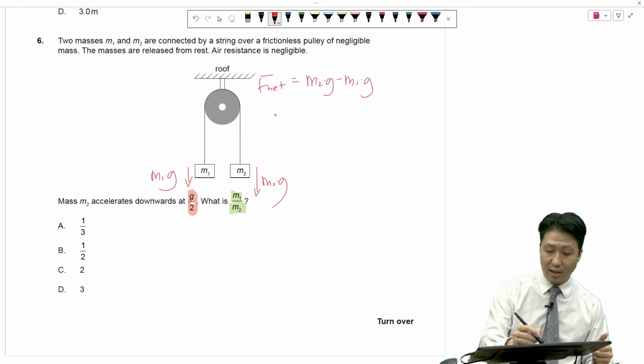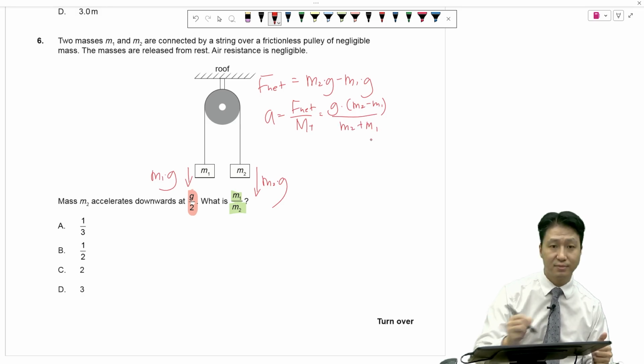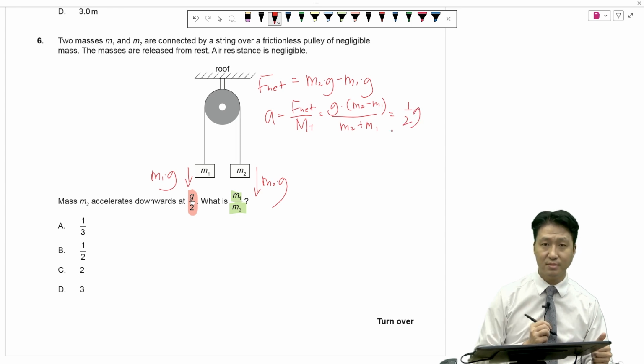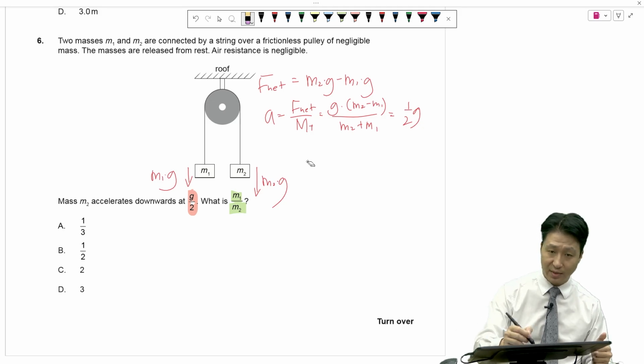Next, the acceleration would be equal to the net force divided by the total mass. In this case, net force is g, and let's just factor this out. M2 minus M1, and divided by the total mass, which is M2 plus M1. Finally, you know that this acceleration should be 1/2 of g. Using this equation here, we just cross multiply.